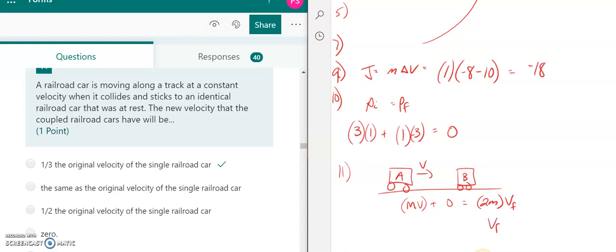So if you solve for Vf by dividing by 2m, you got m over 2m, which is 1/2 the velocity.